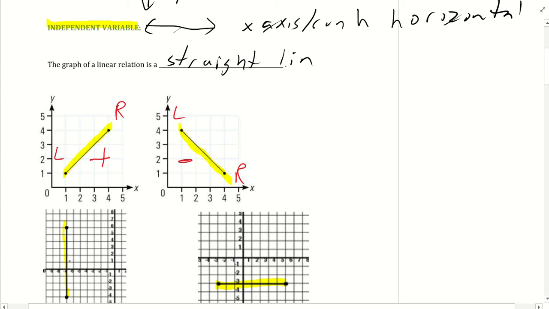This one's really special. You don't have a run. You just have a vertical line. When you have a vertical line, you have an undefined slope. Here you have a horizontal line. With this, you can see that you have a run, but you don't have a rise. So here, your slope would be 0.